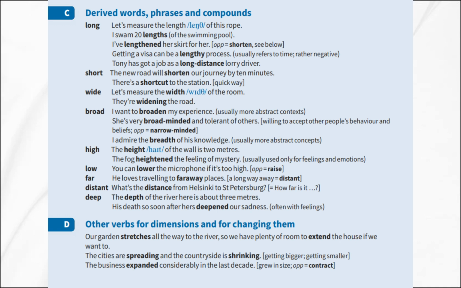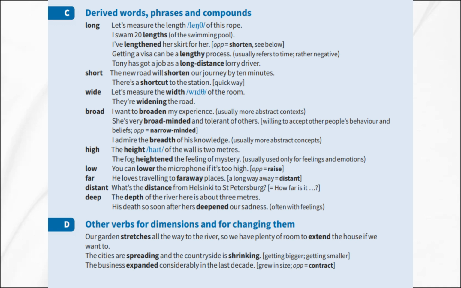From high, we have the noun height. For example, the height of the wall is 2 meters. And the verb heighten, which is usually used only for feelings and emotions. For example, the fog heightened the feeling of mystery. From low, we have the verb lower. For example, you can lower the microphone if it is too high. The opposite is raise. From far, we have the adjective faraway, meaning a long way away, distant. For example, he loves traveling to faraway places.